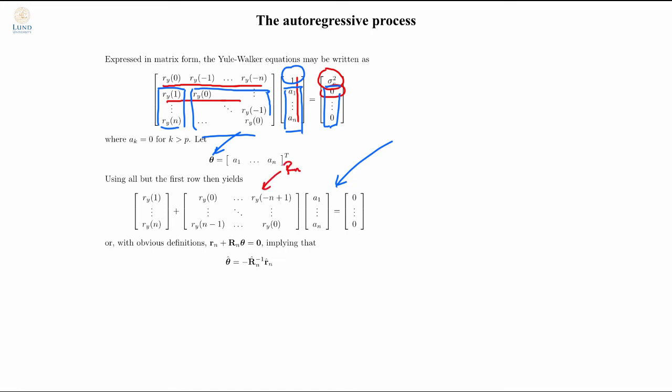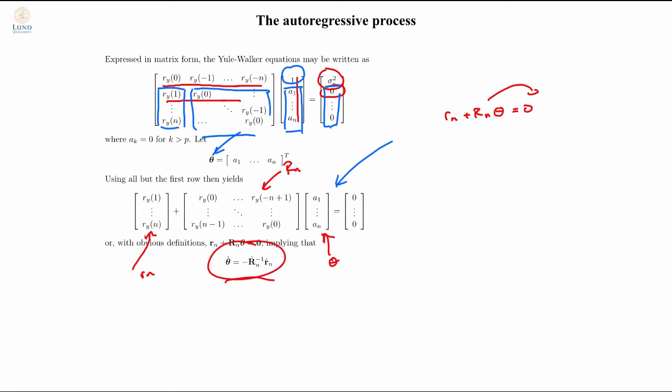I will call this matrix R of n, I'll call this vector little r of n, and of course this is what I called theta. This yields this equation, and just moving this to the other side and taking the inverse gives me the estimate of the autoregressive coefficients. This means that I can form the estimate of the A coefficients by simply computing the autocovariance function, building this matrix, and computing the inverse like this.